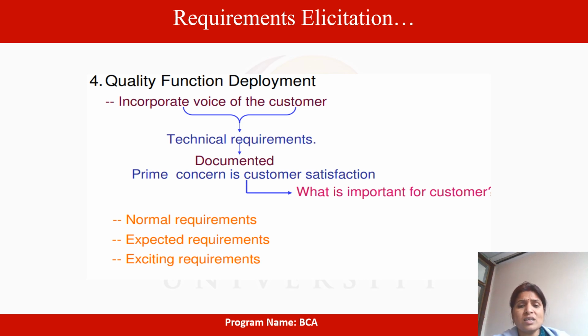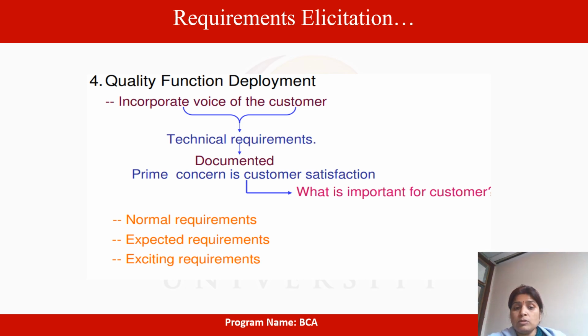Normal requirements, students, are those requirements which everyone wants. Let me give you one example. If we are buying a phone, the normal requirement is that it should be a smartphone, it should be 5G enabled, it should have a good camera pixel, and it should have a huge memory size. This is the normal requirement of a phone. Expected requirements are all that I am expecting, like WhatsApp should be installed, your Zoom should be there, and all these things.